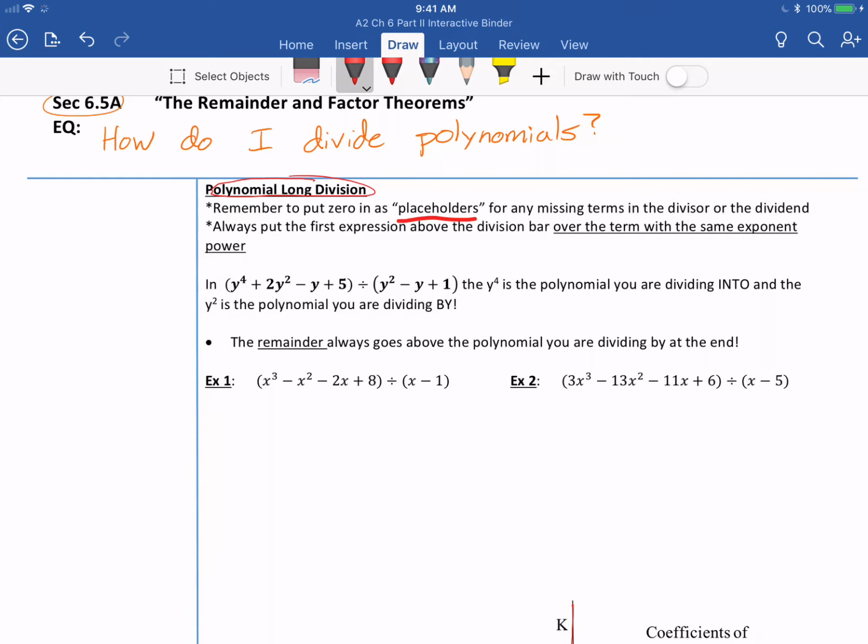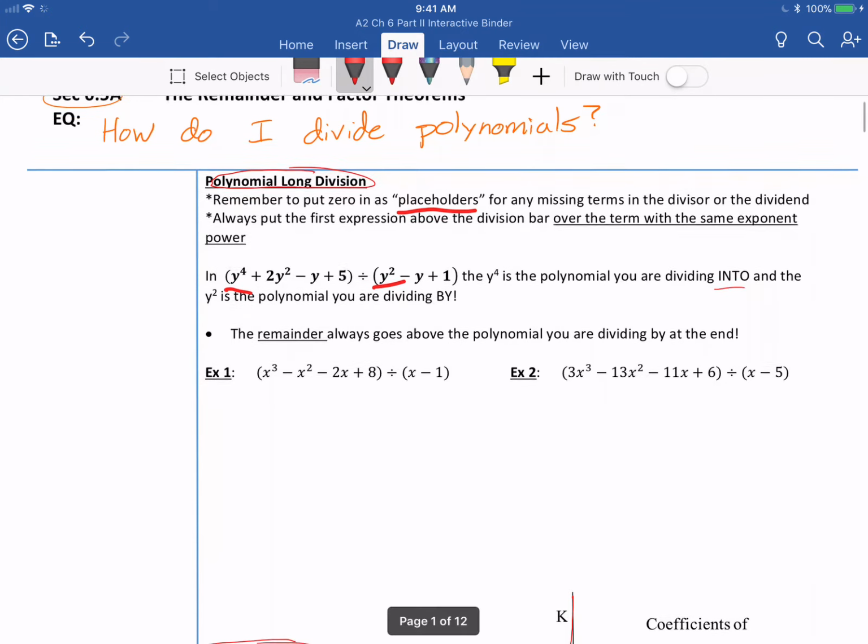So if I have this y to the fourth term divided by y to the second, the y to the fourth term is what you're dividing into, and the y to the second is the one that you're dividing by. So you have to put that outside the bracket here. So let's just jump into this and see how we do.